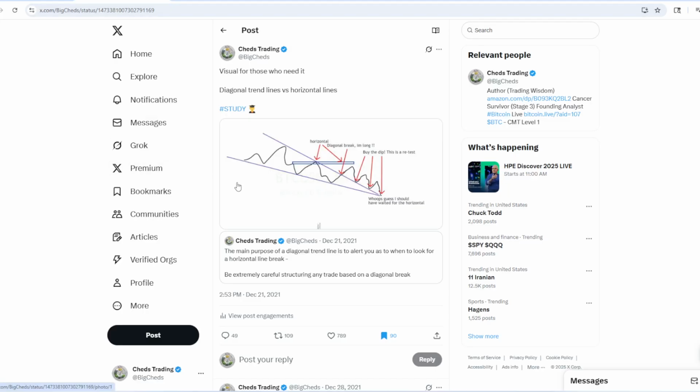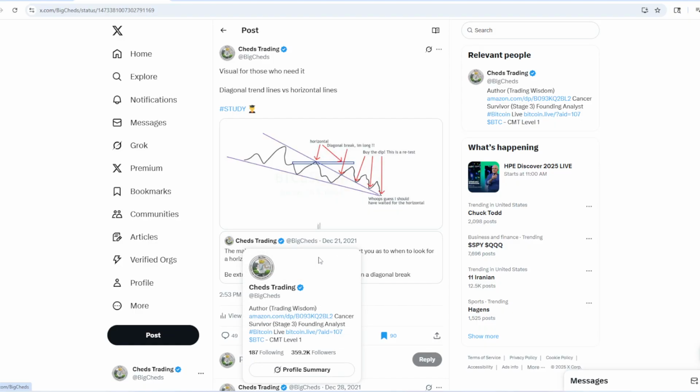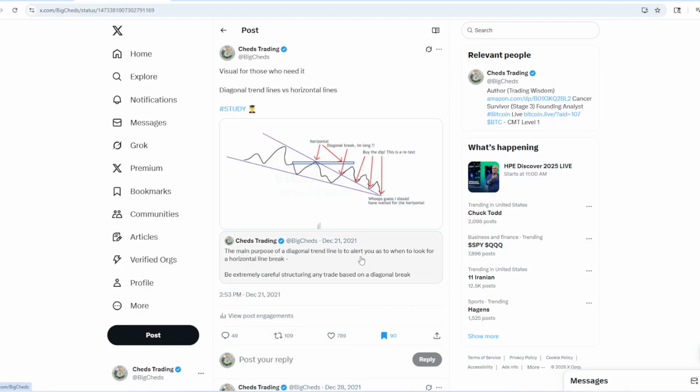We're going to take a look at the concept of a two-level filter, where you have a diagonal trend line that is broken, and you wait for a horizontal break or a lower high break. And as you can see in the quoted tweet, the main purpose of any diagonal trend line is to alert you as to when to look for a horizontal break. Be careful structuring any trade based on a diagonal break alone.